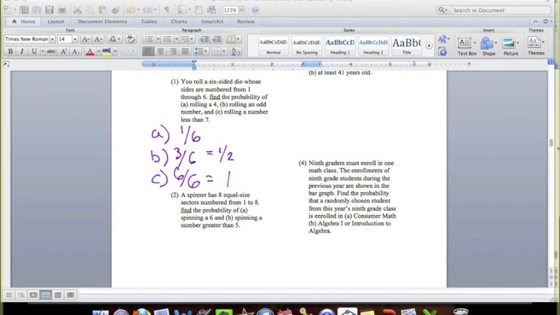For the second example, we're talking about a spinner, which has 8 sections, each of equal size. What is the probability of spinning a 6? There's one section with a 6 on it out of 8 sections on the spinner.